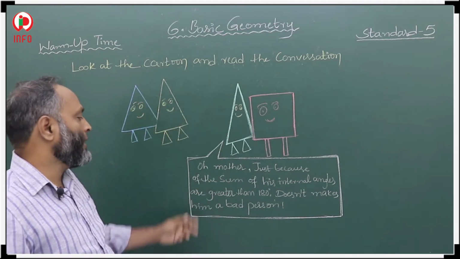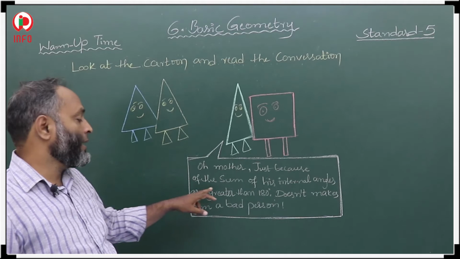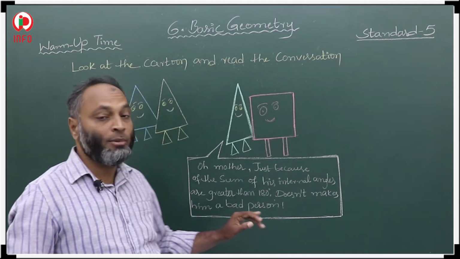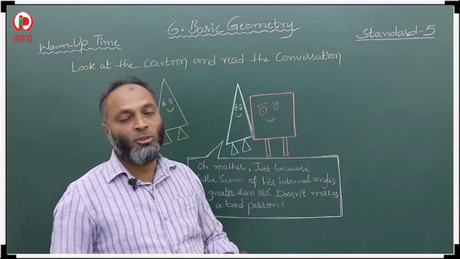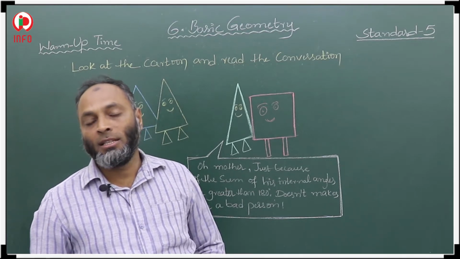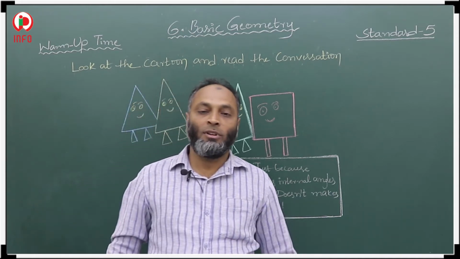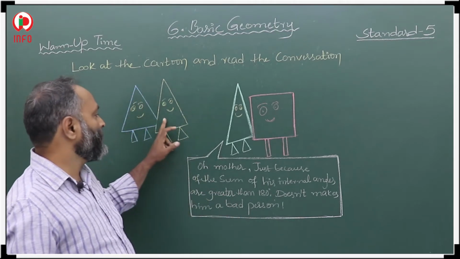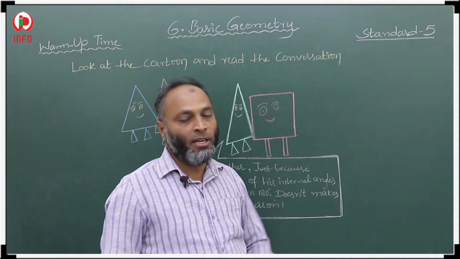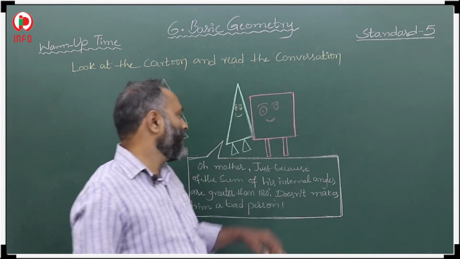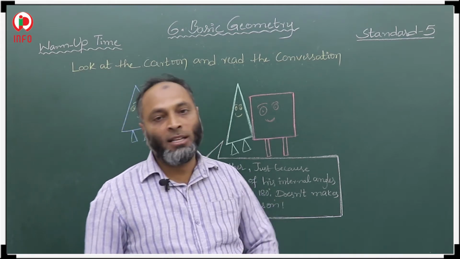The cartoon is saying, oh mother, just because the sum of his internal angles is greater than 180 does not make him a bad person. Here the triangle discusses internal angles, the sum of internal angles. What about internal angles and what about external angles? We are going to discuss that afterwards. In these 3 triangles, the sum of internal angles is always 180 degrees, okay? The green, yellow and blue triangles have the sum of internal angles as 180 degrees.